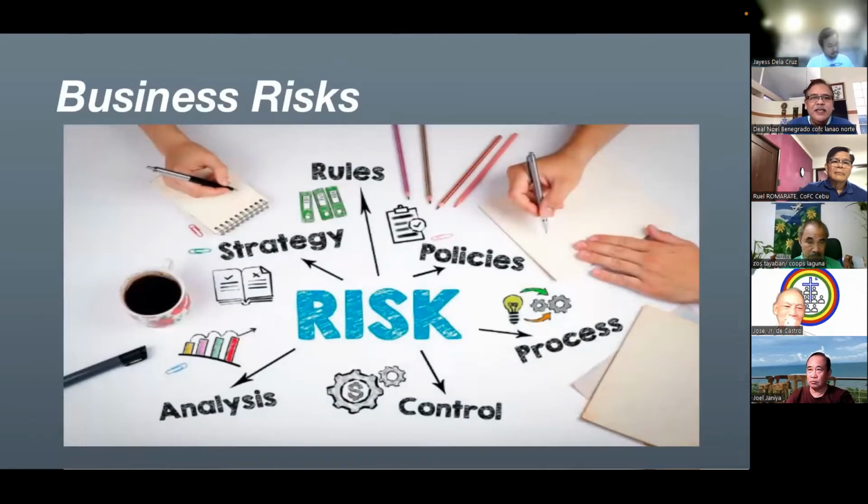Itong ating topic ngayon na risk, ano ba ang nakikita natin or what can we say about this? Always nasa maisipan natin, maybe policies ito. It's about policies or yung process ng ating organization. Hindi, control. Sa control ito. At teka muna, dapat analysis. I-analyze natin yung mga problema natin and then come up with strategies and then rules. Well, we are correct, and practically these are all that we need to consider when we talk about business risks.